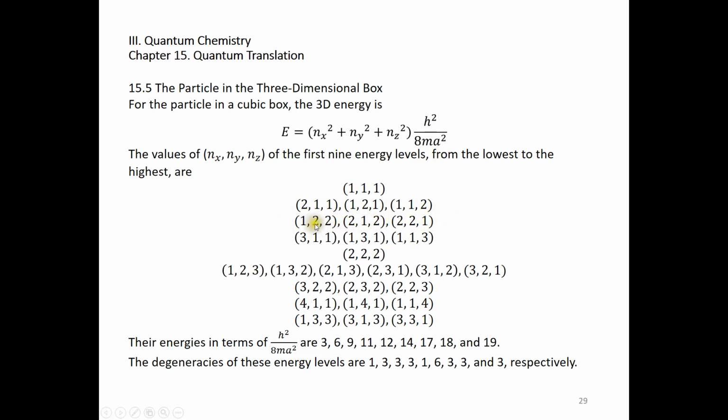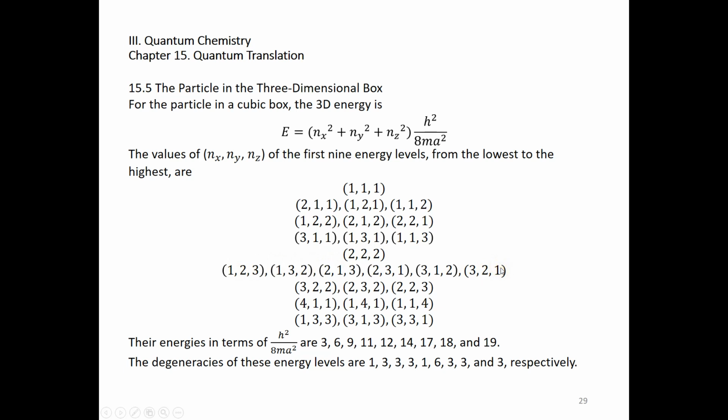Because when we have 1 2 2, this kind of combination, well, this one can be nx or ny or nz. The next level is 311 or 131 or 113 with a degeneracy of 3, because we have 3 sets of quantum numbers that correspond to the same energy. 3 squared plus 1 squared plus 1 squared, that's 11. Here we have a degeneracy of 1, 2 squared plus 2 squared plus 2 squared, that's 12.